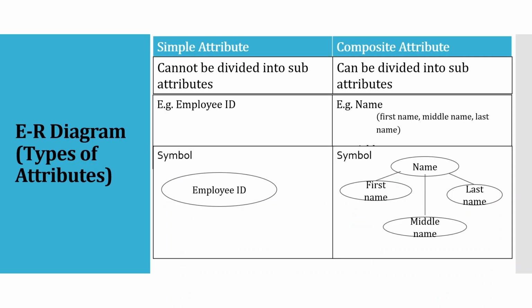So we have different types of attributes. First one is simple attribute. Simple attribute means an attribute which has a single value, that means an attribute is having only one value. So employee ID is known as a simple attribute. That means this ID cannot have more than one value, and cannot be divided into sub attributes. This employee ID we cannot divide into sub attributes, that means we cannot create its sub parts, right?